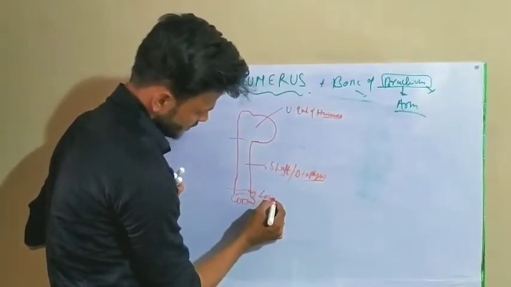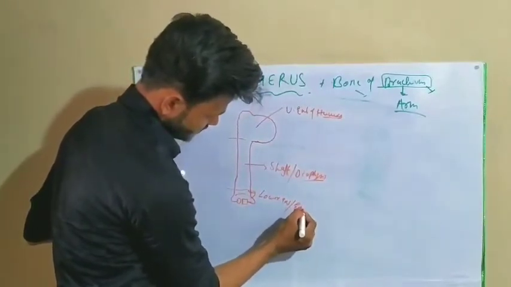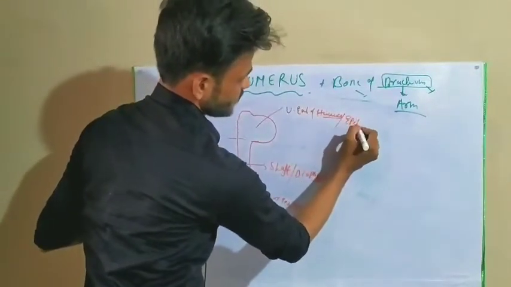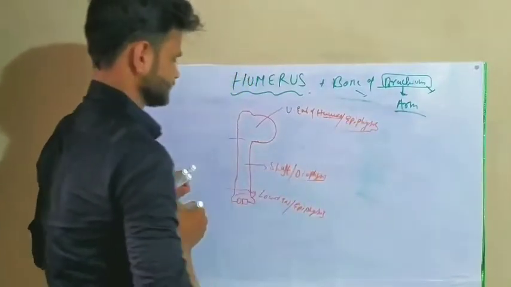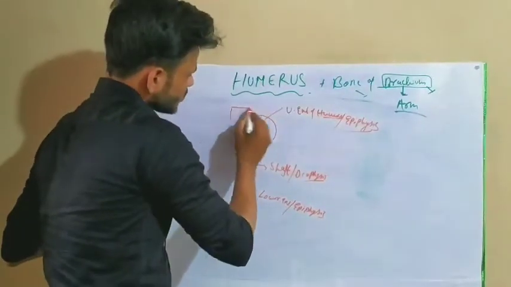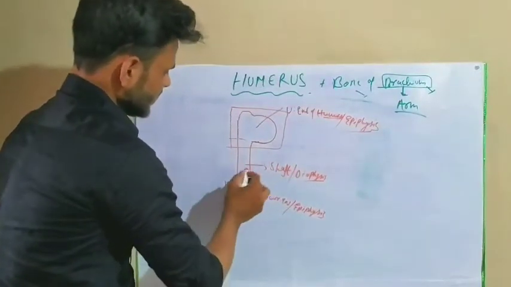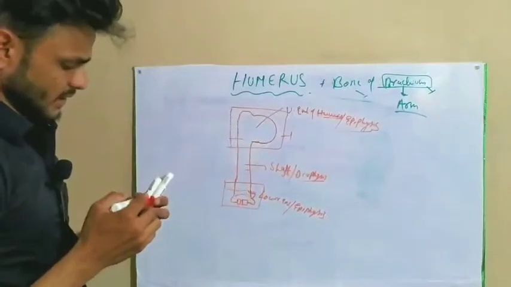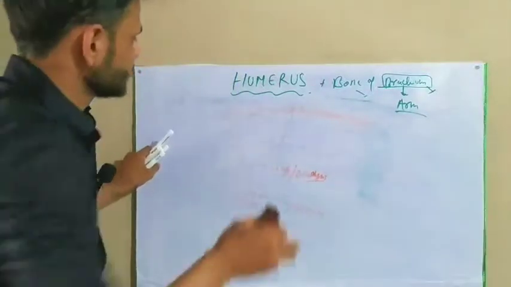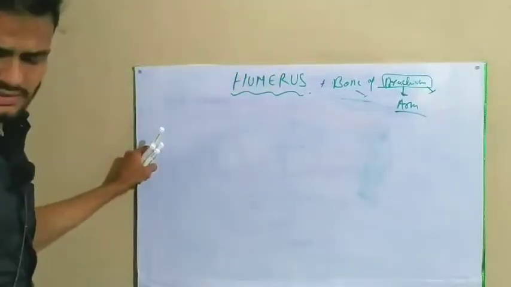The ends are also called epiphysis. This is the humerus. Firstly, we will study the upper end, then the lower end, and then the shaft. If we draw a diagram of the upper end, we will find some structures on the upper end of the humerus.